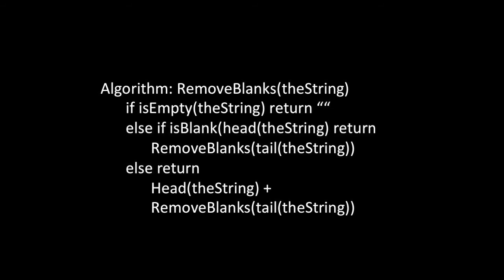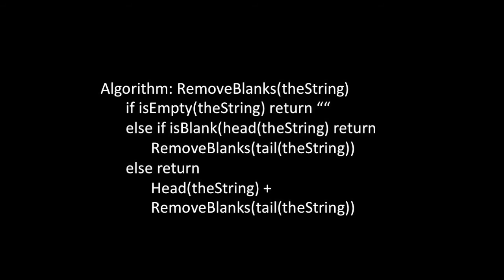Here's the pseudocode algorithm. Remove blanks takes a single argument of type string called the string. If the string is empty, then I return the empty string because it has no blanks in it. Else, if the head of the string is a blank, then I'm just going to return the tail of the string with the blanks removed from it. If the head of the string is not a blank, then I'll return the head of the string plus the tail of the string with the blanks removed from it.